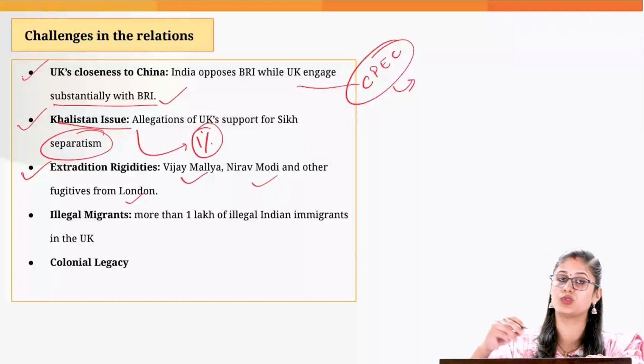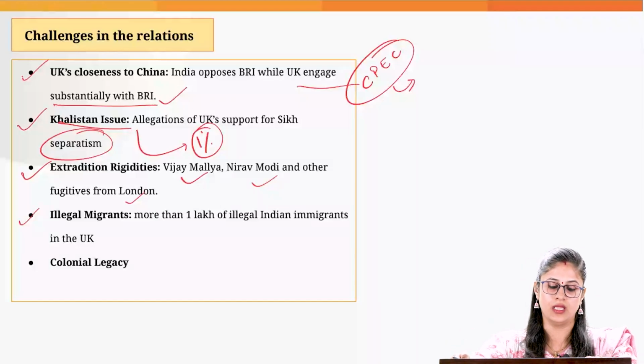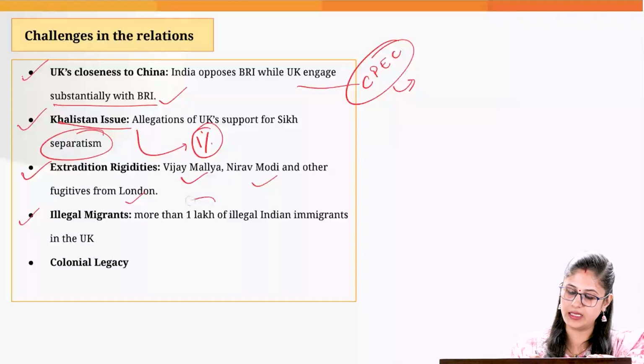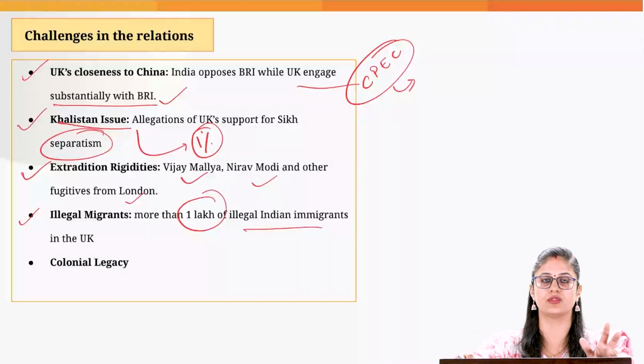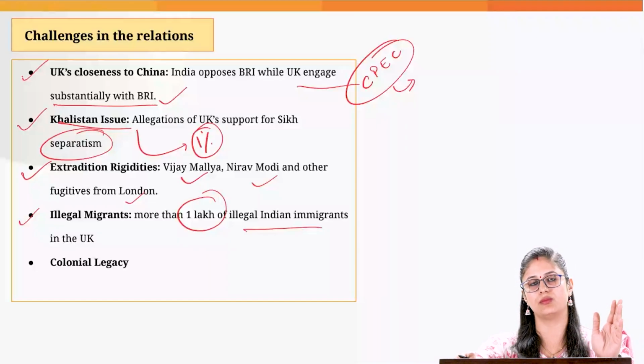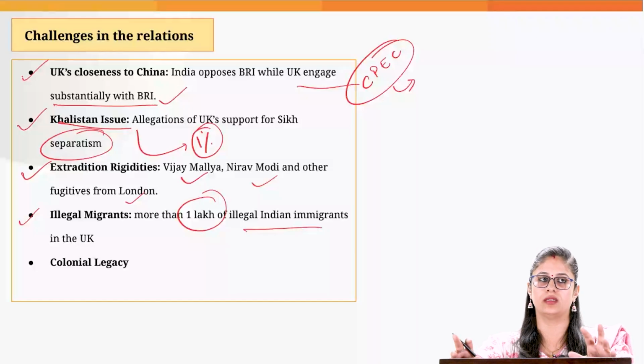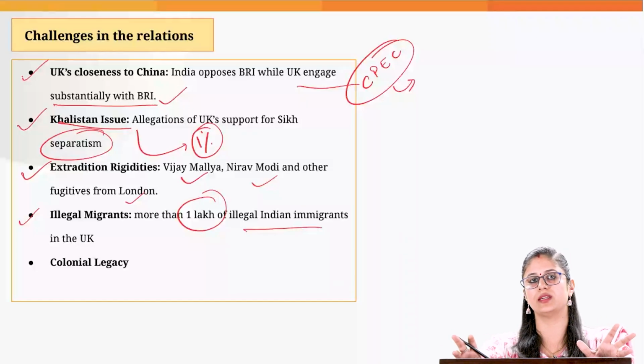Then there is the issue of illegal migrants also. There are roughly around 1 lakh illegal Indian immigrants in the UK. The UK government has been putting pressure that they would be deporting these illegal immigrants back to India. But right now we don't have any such migration treaty which is enforced between the two countries.